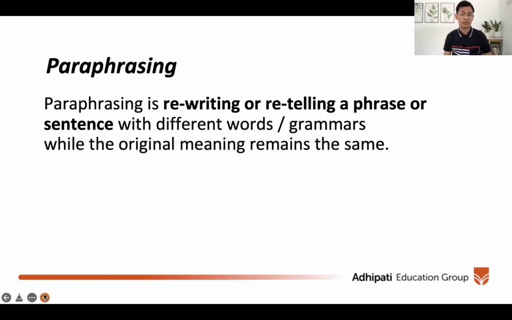All right, so this is time to talk about what paraphrasing is and how to paraphrase effectively and successfully. Paraphrasing is retelling or rewriting a phrase, a sentence, or a story with different vocabulary or different grammar. But you need to ensure that the original meaning remains intact. If you change the original meaning, then it's not paraphrasing at all. So that's paraphrasing. And let's see how we can paraphrase effectively.